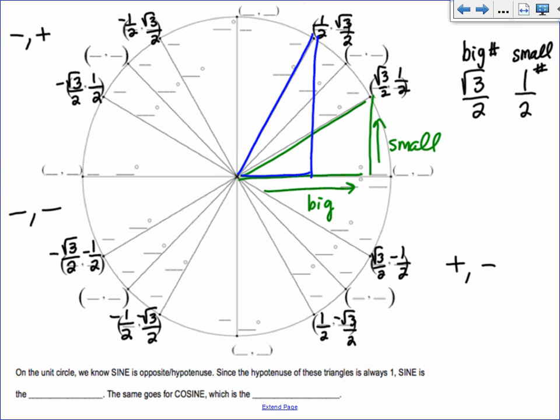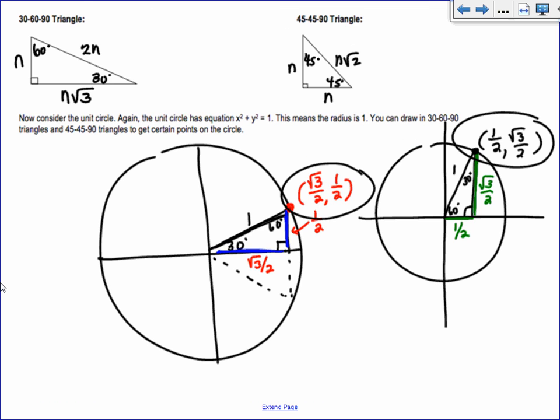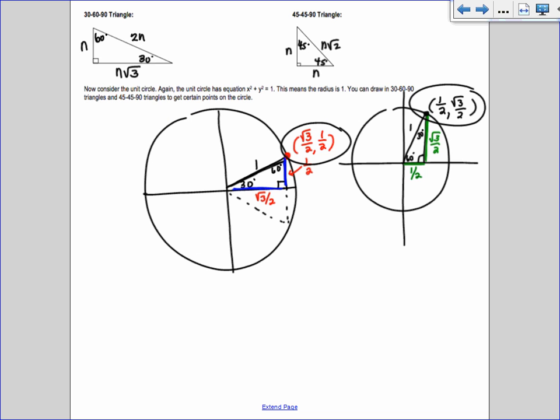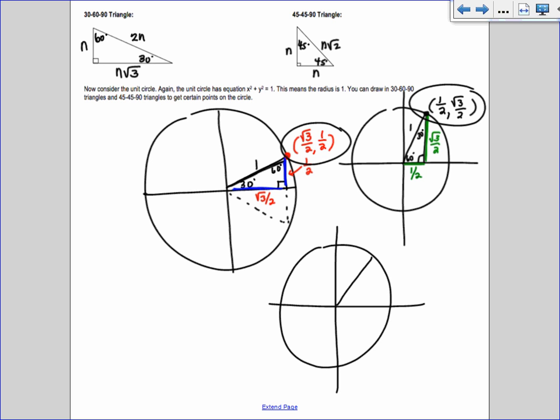Okay, so let's go back to that other page. So let's do one last little circle. So let's say I have the 45-degree angle. Okay, my hypotenuse is still 1.